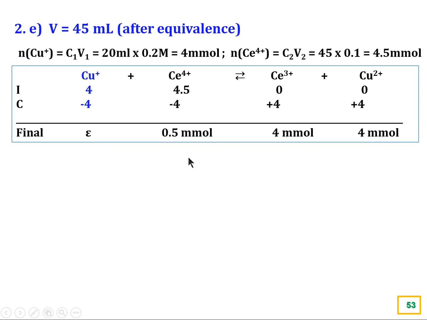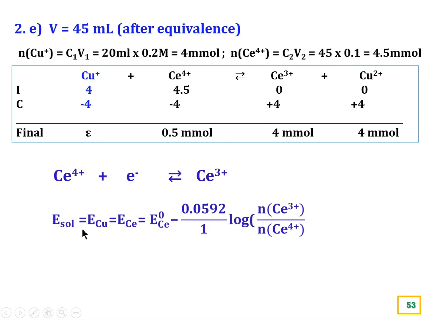After equivalence, we have the concentration of cerium 4+ and cerium 3+, so it's easier to work on this couple. If we want to work on the couple Cu2+, Cu+, we have to pass through a calculation to find the value of epsilon. To note that before equivalence, it was easier to work on the couple Cu+, Cu2+.